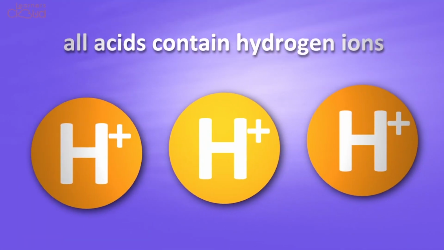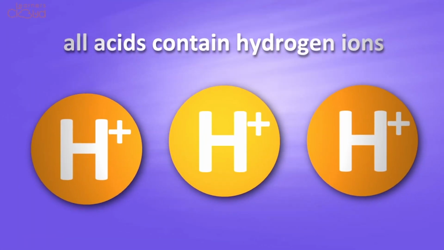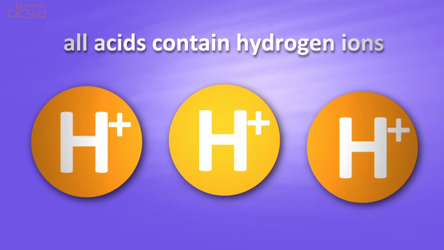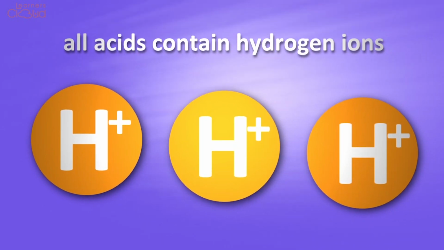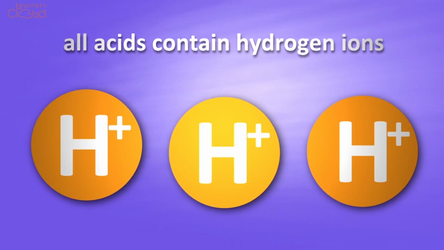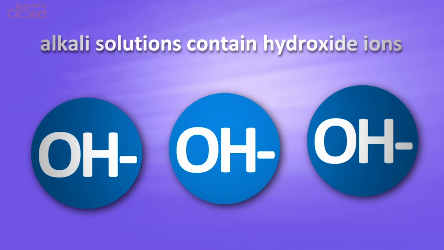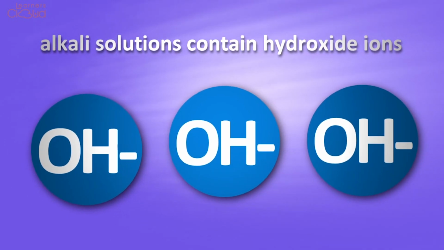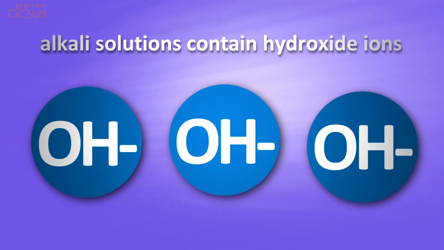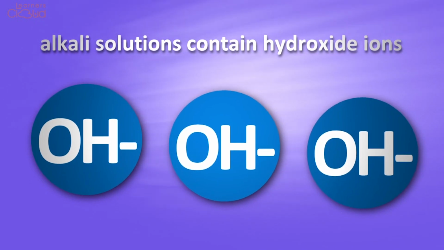Let's have a look at the neutralisation of hydrochloric acid by sodium hydroxide. As we've already seen, all acids contain hydrogen ions. These are the ions responsible for all acid reactions. Alkali solutions contain hydroxide ions. These are the ions responsible for all alkali reactions.